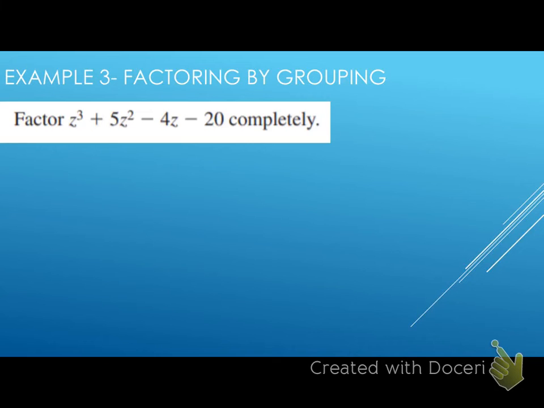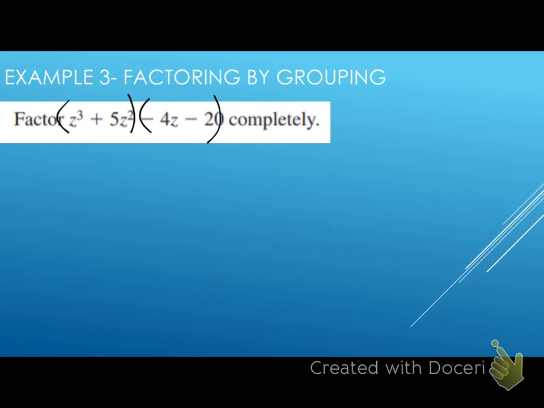Okay. So factor z cubed plus 5z squared minus 4z minus 20. First off, do I have a GCF for all my terms? No. There's not a biggest number that goes into all those besides 1. They don't all have a variable in common, so I do not have a GCF. We're talking about factoring by grouping, so I'm going to group my first 2 terms together, my last 2 terms together. You okay with that?